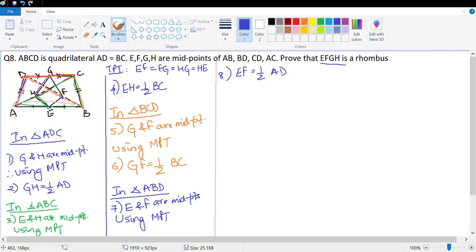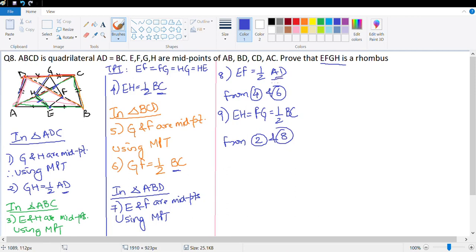So let's see what I can get. This is half of BC, this is half of BC. So from 4 and 6, what I get is number 9, which is EH is equal to FG is equal to half of BC. So I've got EH and FG equal. Next, where is AD? This is AD. So from 2 and 8, which are both talking about AD, let's see what I get. Number 10, which is GH is equal to EF, and both of them are equal to half of AD.